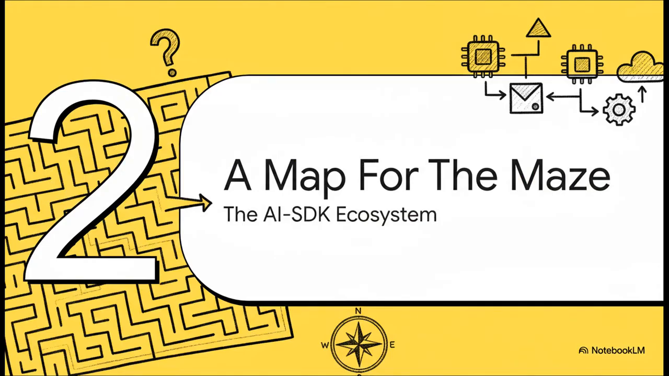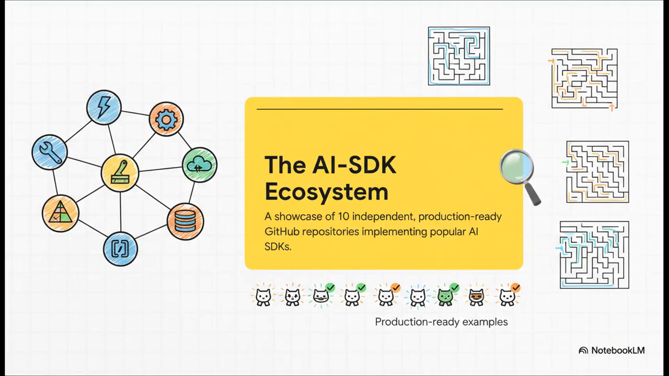So if that's the maze, where's the map? Well, that's exactly what the AI SDK ecosystem is designed to be. It's here to guide you through all that complexity. And here's what makes it so brilliant. See, it's not one giant monolithic project that you have to untangle. Nope. It's a collection of 10 separate, independent, and this is the most important part, production-ready examples. Each one solves the maze using a different popular tool.